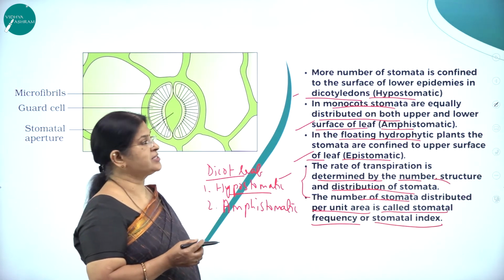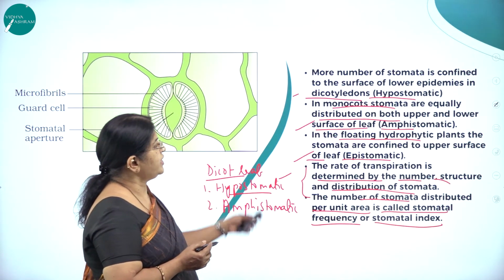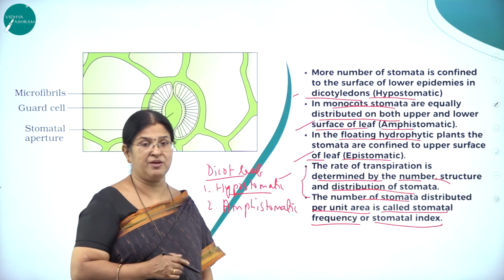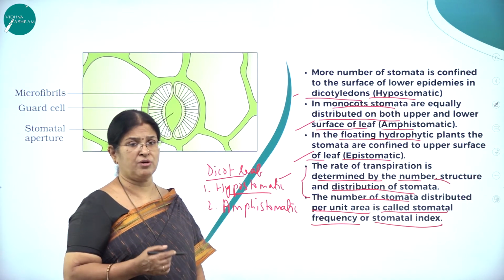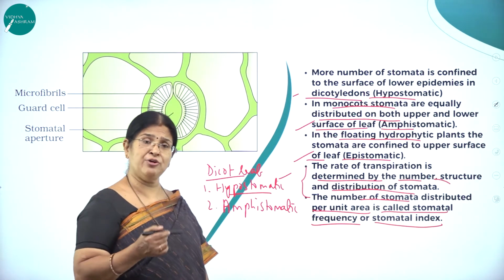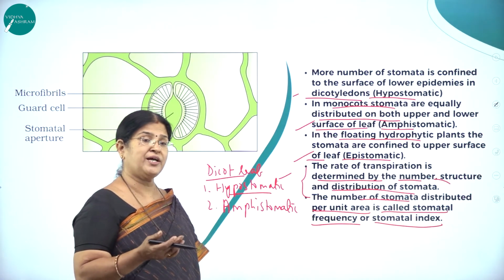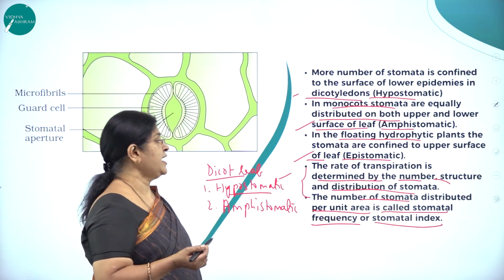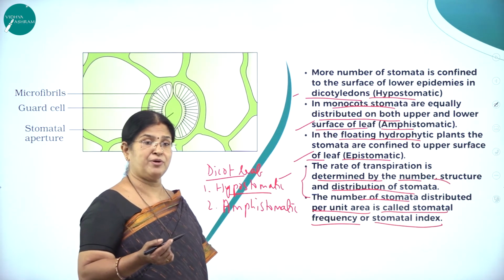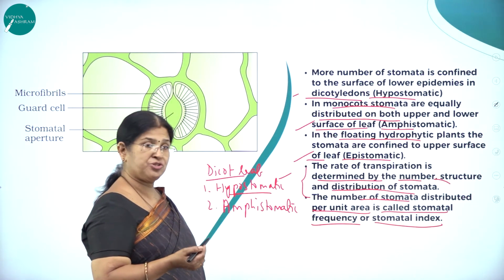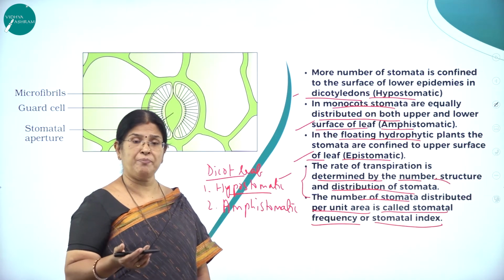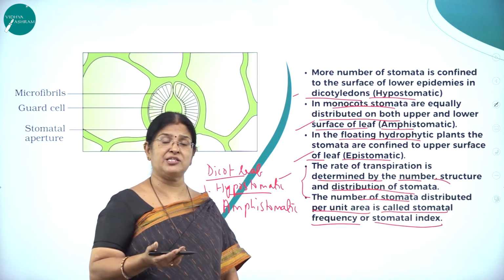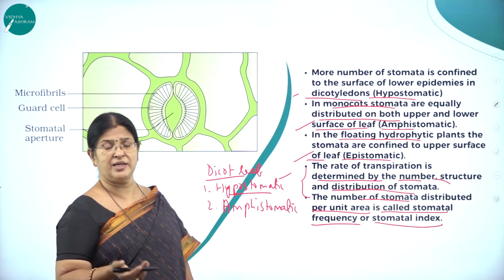So, more number of stomata is confined to the lower epidermis in dicots, hence we call it hypostomatic. In monocots, both the surfaces will have equal number of stomatal openings, where we use the word amphistomatic. And in hydrophytes or aquatic plants, the stomata are confined to the upper surface of the leaf, hence we call it epistomatic. And the rate of transpiration is determined by the number, structure, and distribution of stomata. As I said, dicot plants will have more number of stomata in the lower epidermis, meaning the rate of transpiration is more in the lower epidermis than in the upper epidermis.